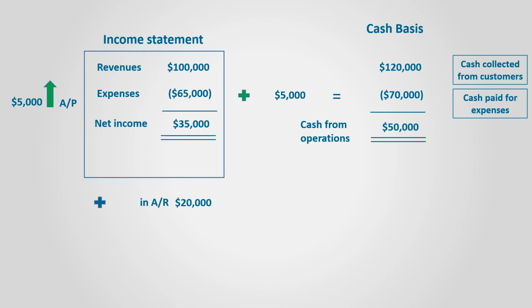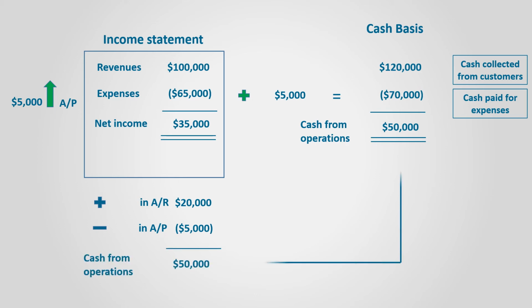To derive cash flows from operations from net income, we need to subtract $5,000 as it is paid in addition to the expenses that are already deducted from net income. So the adjusted net income figure would be $50,000, which matches the cash flows from operations. Remember that when liabilities decrease, we subtract from net income.